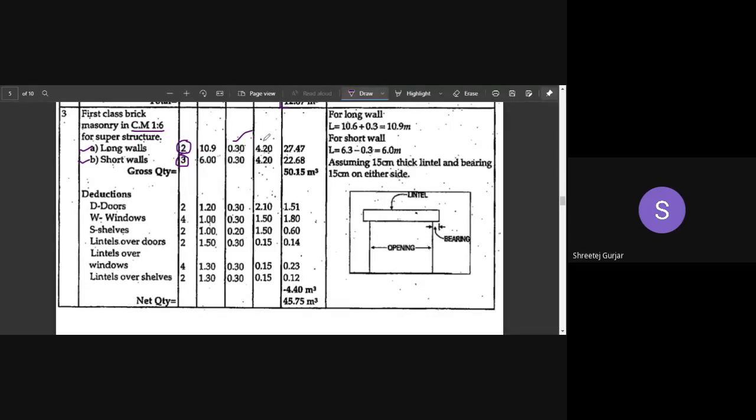4.2 meters for both your long wall as well as your short wall. Coming to the length, as I've told, for the calculation of length in the long wall, for your center to center or center line length of your long wall, we have to add the width. So it's 10.6 meters, my center line length of my long wall.